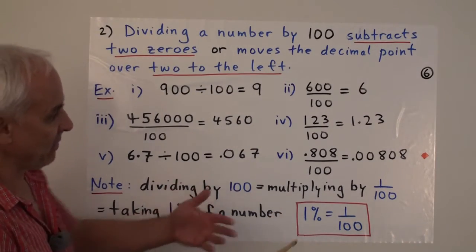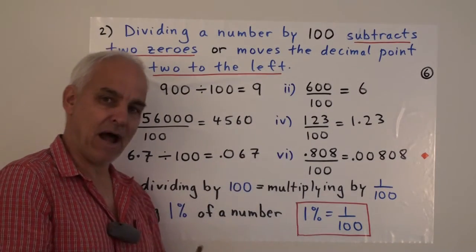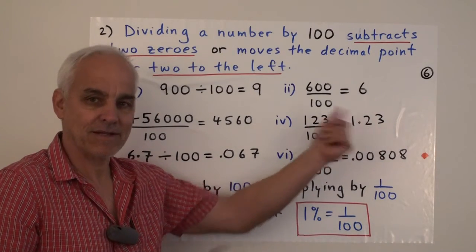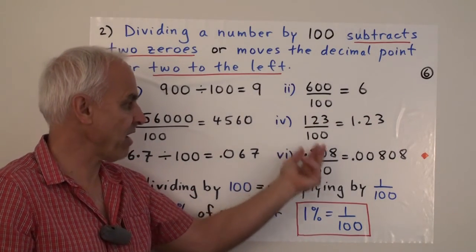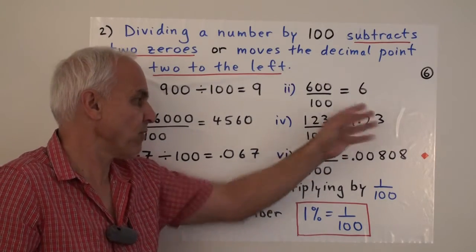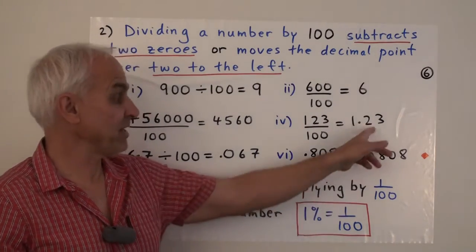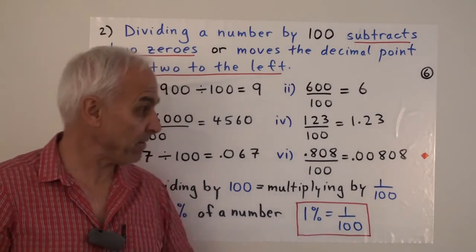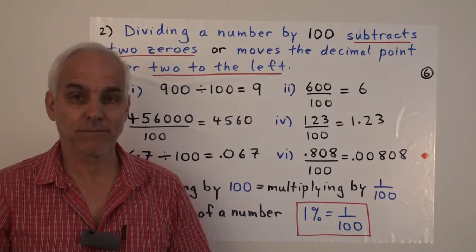Hope that makes sense to you. You have 123 divided by 100, you're going to get 1 and a little bit more. Make sense? 123 divided by 100, 1.23. 1.23 is almost like a quarter, isn't it? Because 1.25 is a quarter. So that'd be 1 1/4, roughly.